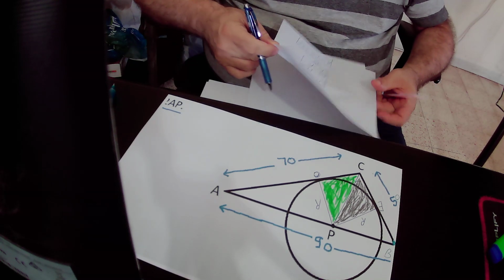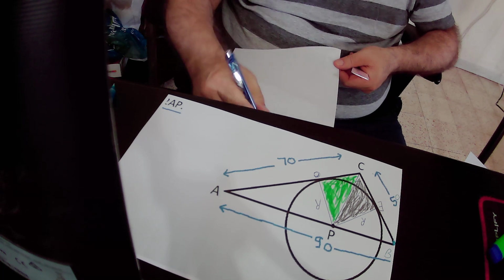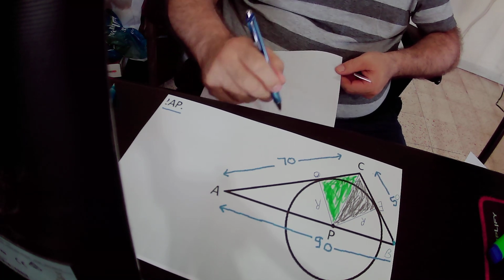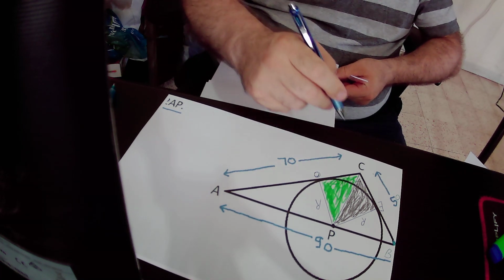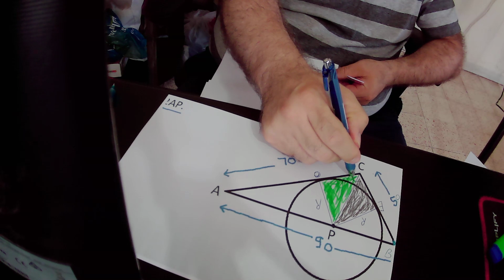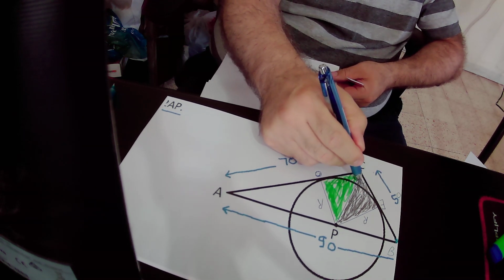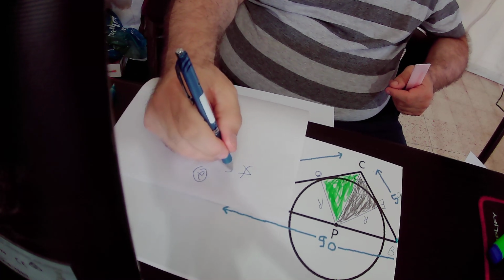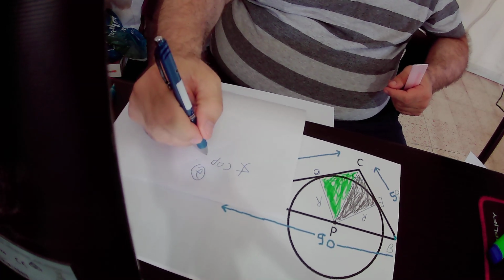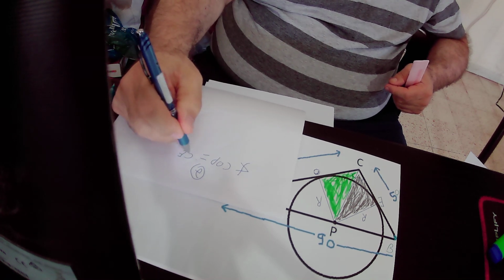And we can deduce from that angle OCP equals angle PCE. I will write it down. Angle COP is equal to angle CEP.